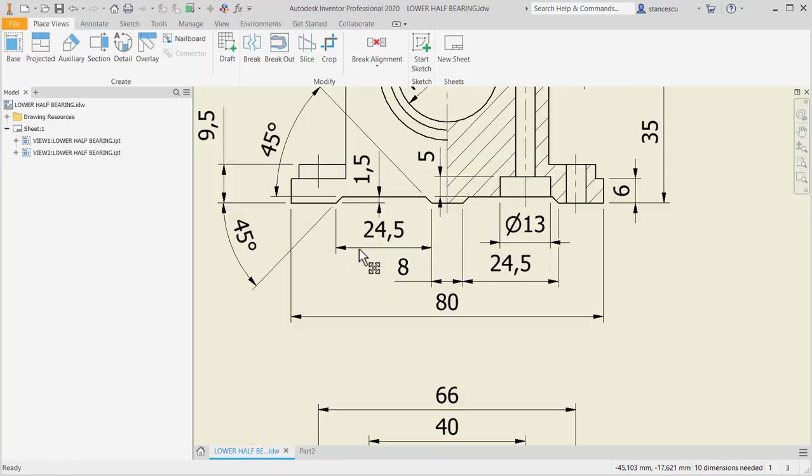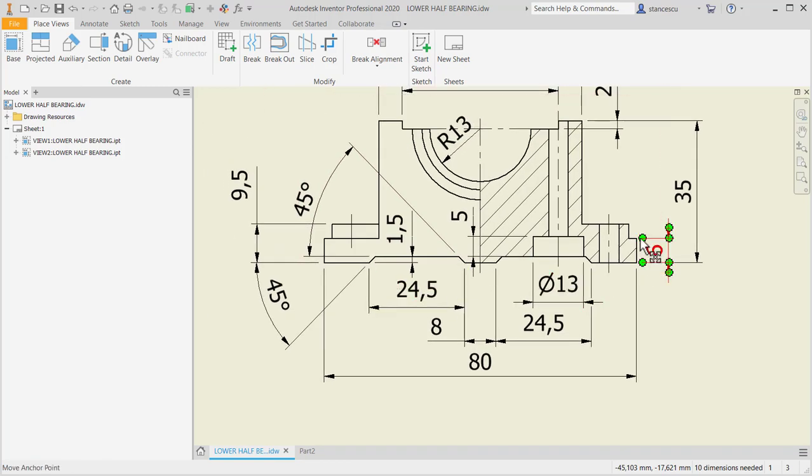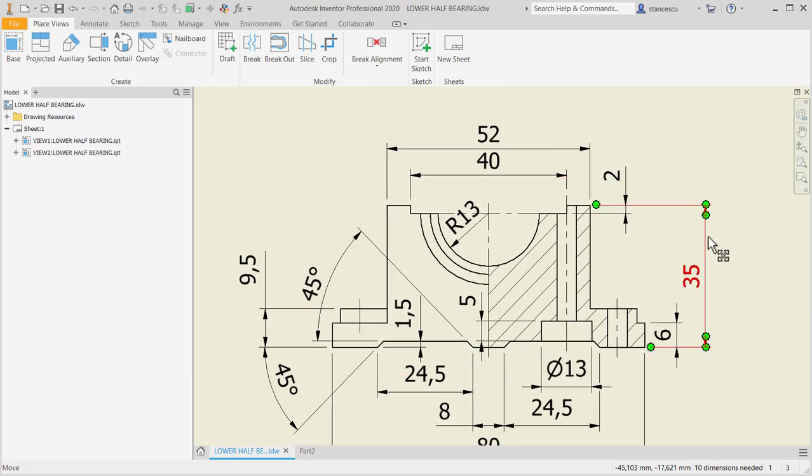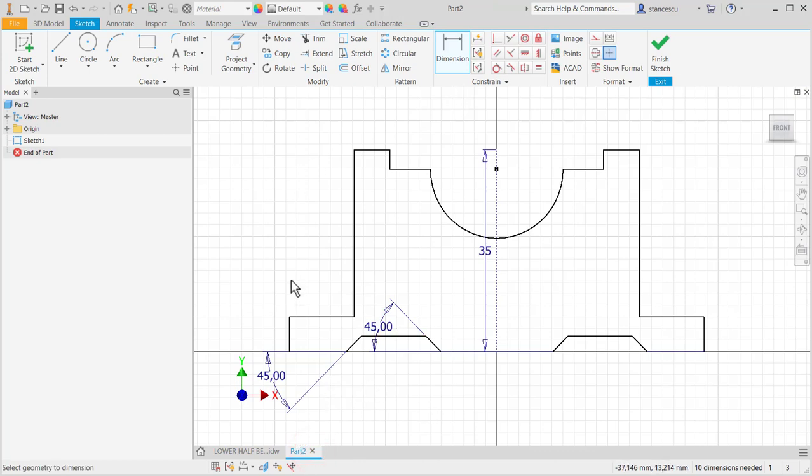And now we see here 24.5, 1.5, 6, 8 between these 2 points, 35 is already placed, and 40, 52, radius 13. Let's use these dimensions. But first I must make this coincident with this point, yes, to be also at 35 altitude, like the center line.